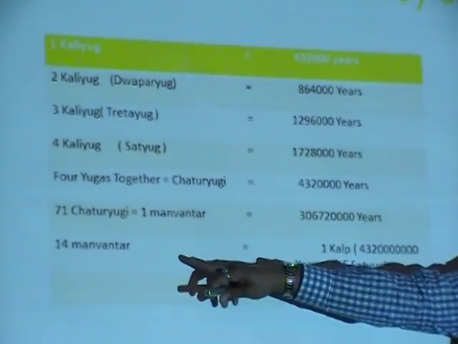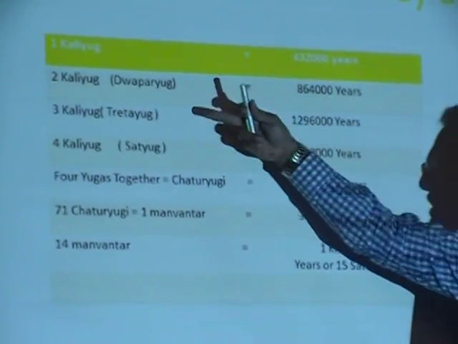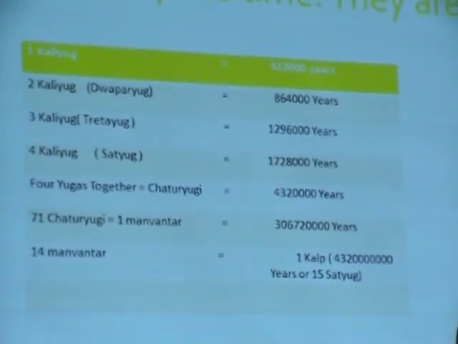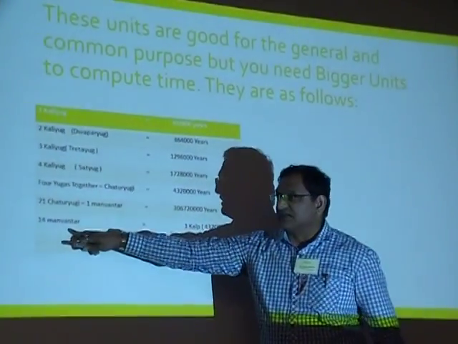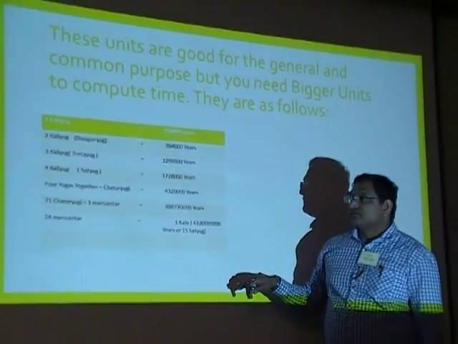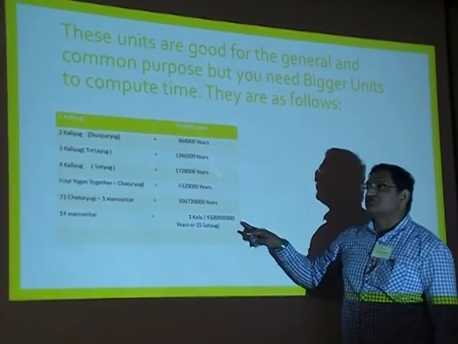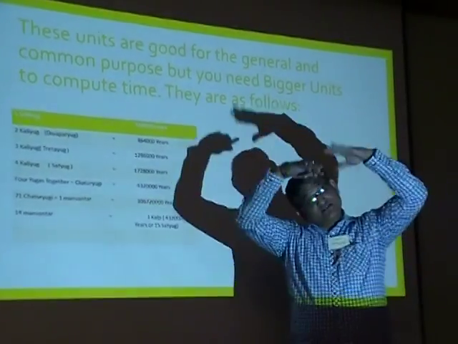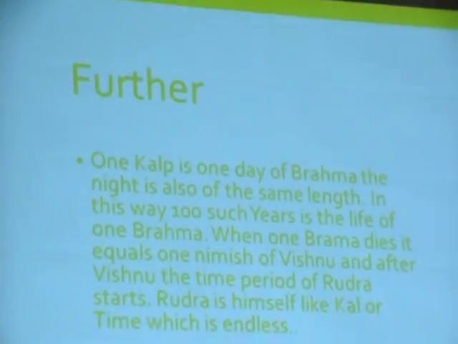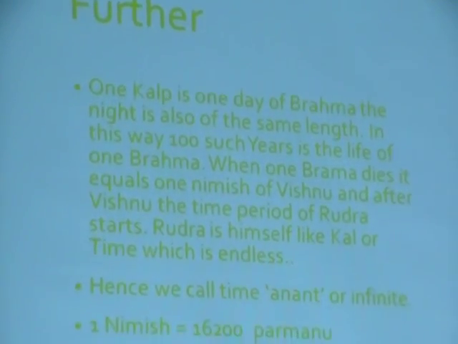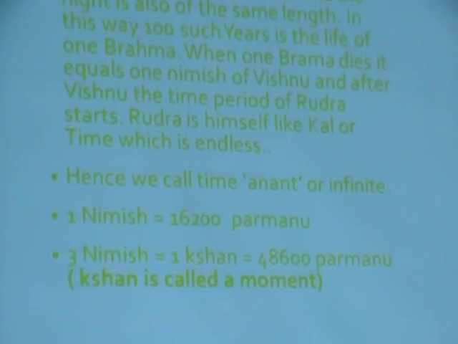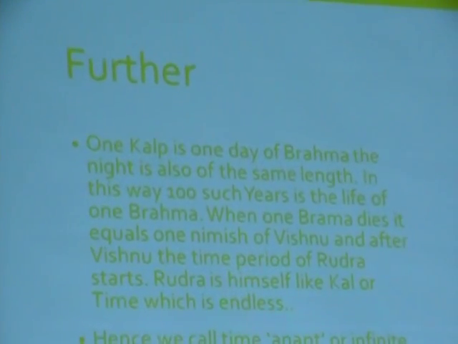Then there are 14 Manvantaras. That is again the 6th largest unit, and that equals 4, 3, 2, 0, 0, 0, 0, 0, 0. That makes one Kalpa in the largest system. Again it continues like that into many more years, and one of the concepts that it conveys is that time is infinite.